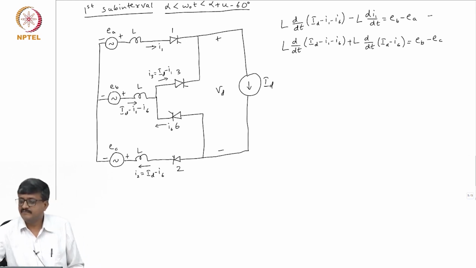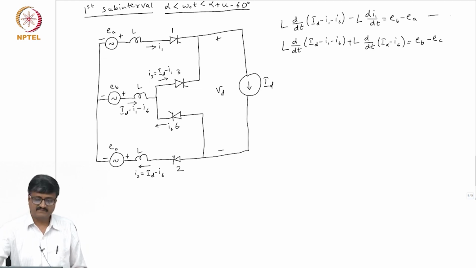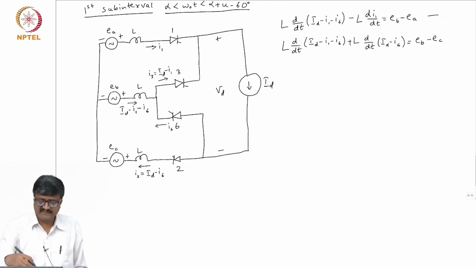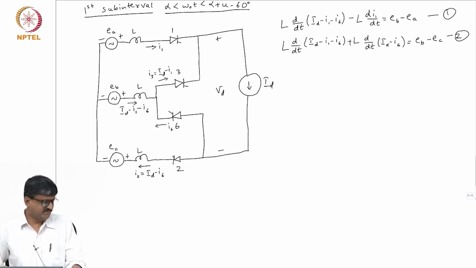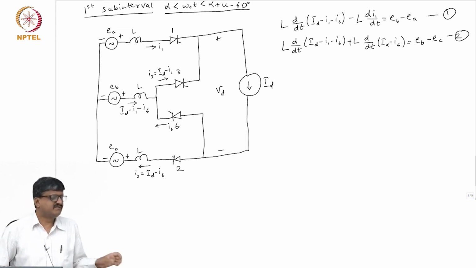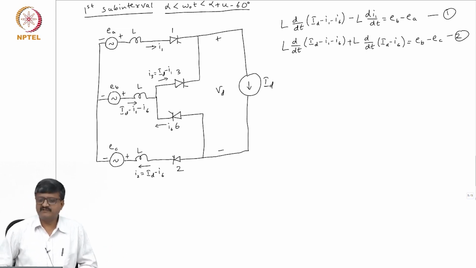Okay. So, I am getting 2 equations here. There are 2 unknown quantities I1 and I6. I have not written in terms of I3 and I2, it is not necessary. Once I know I1 and I6, I can get I3 and I2 because ID is known. So, I will call this equation 1 and this equation 2. Two linear equations, straightforward to solve. Okay. So, solve for I1 and I6.